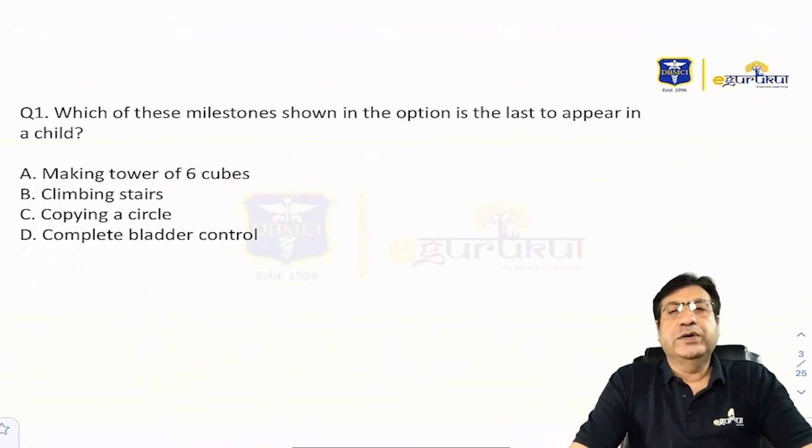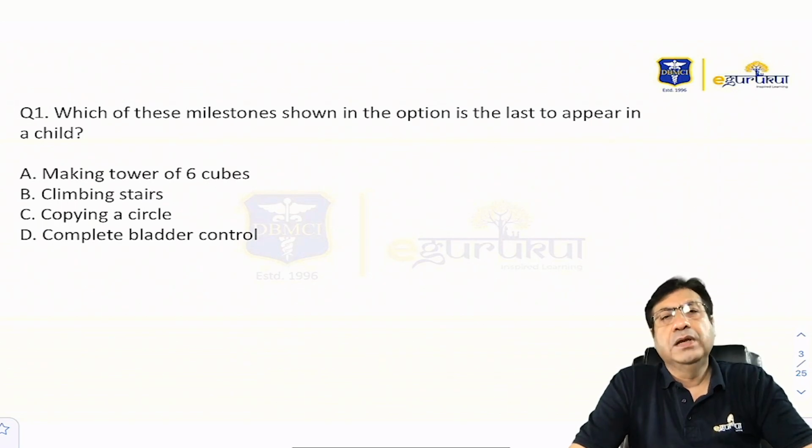Let us start with the first question, which is a question on developmental milestones. Developmental milestones are a very important topic from your examination point of view, especially gross motor and fine motor milestones. Although language and social milestones are also very important, you should have a good amount of knowledge about the gross motor and fine motor milestones. Fine motor milestones we also call adaptive milestones. I've discussed in my classes these four subcategories of milestones: gross motor, fine motor, language, social.